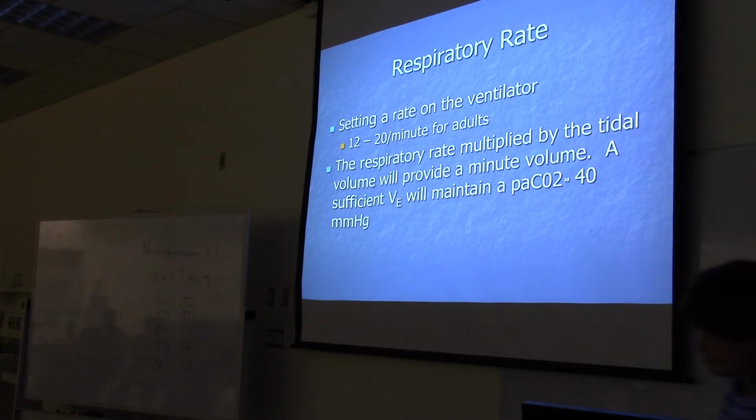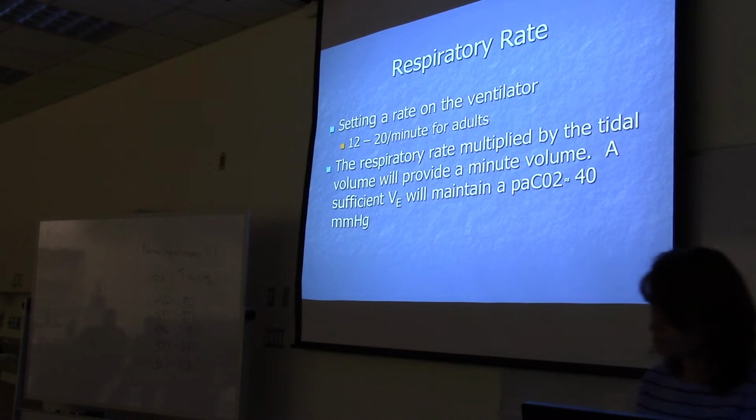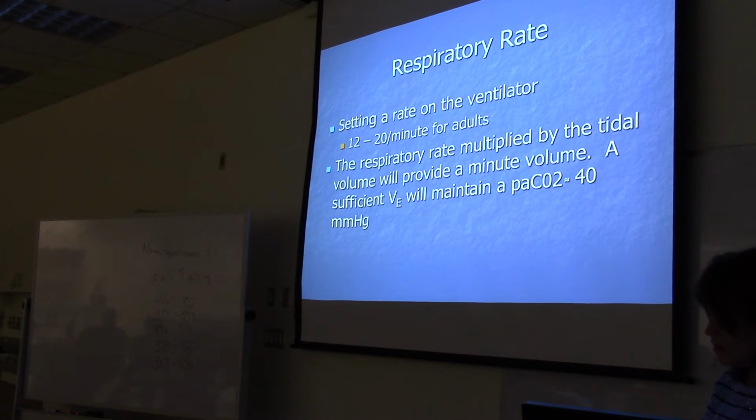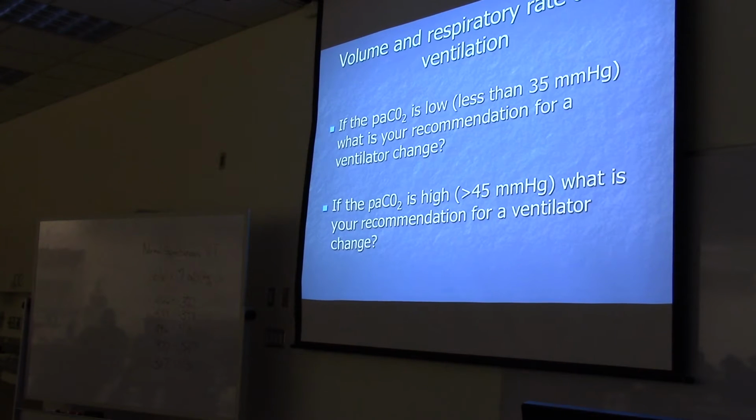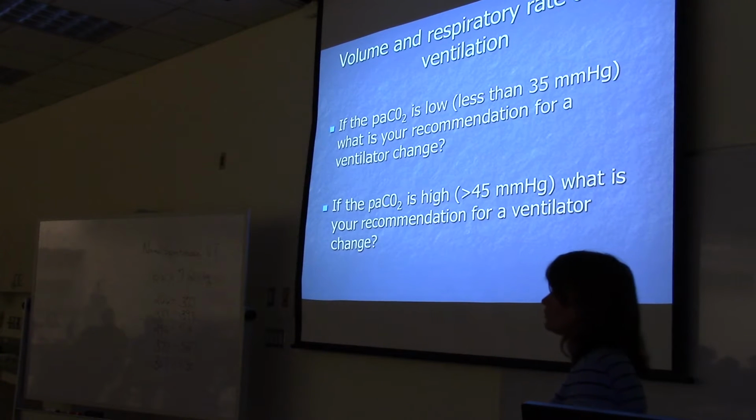It'll give us some examples coming up on the next slide. So volume and respiratory rate will affect ventilation. If the PaCO2 is low, so you draw a blood gas and you see that the CO2 is less than 35 millimeters mercury, what is your recommendation for a ventilator change? You want the CO2 to be about 40.